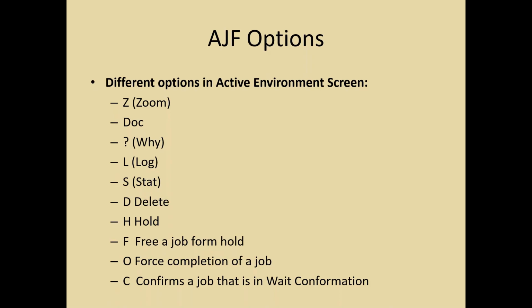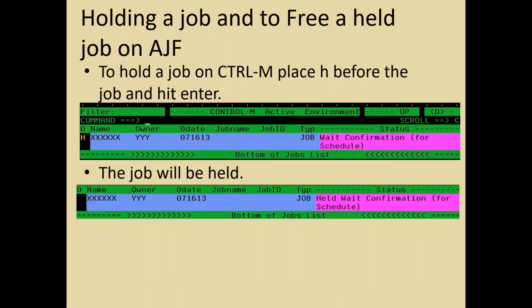See, option C is to confirm a job that is in wait confirmation. So we will go with this situation. Now your job is in wait confirmation. You have loaded a new job in your production cycle and it comes in wait confirmation. Now you ask me, Kulbhushan, I want to give some overrides to the JCL code inside this. So what Kulbhushan will do is first hold this job.